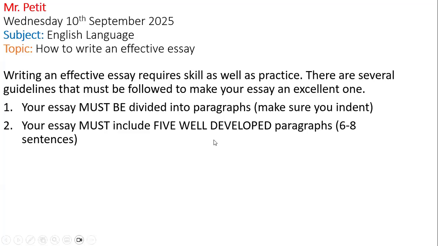The reason why you want to have six to eight is because you want to make sure that it's well developed. When I say something that is well developed, what does that mean? What does that mean if it's well developed? It's kind of like this. You have to follow specific steps. All areas are covered.